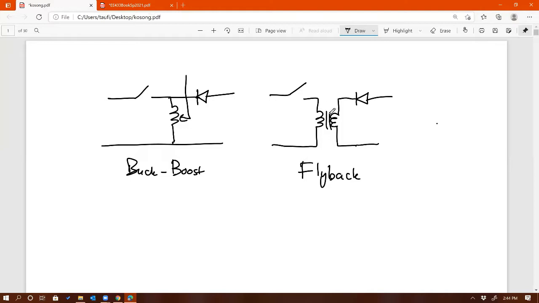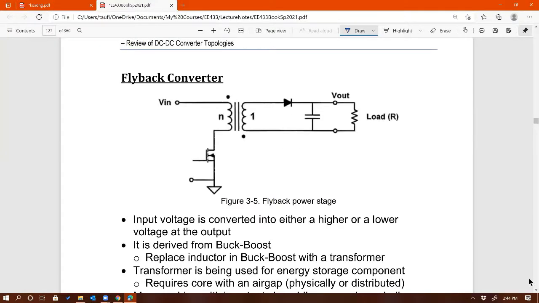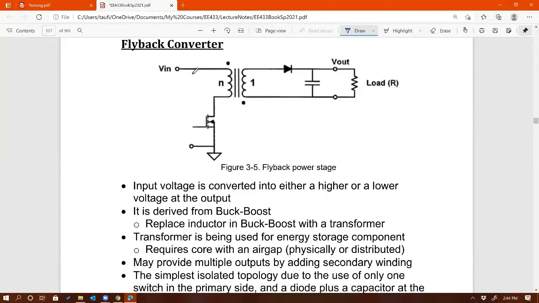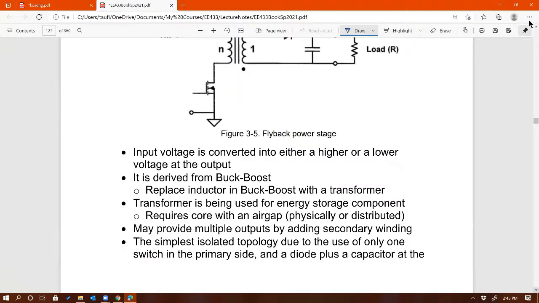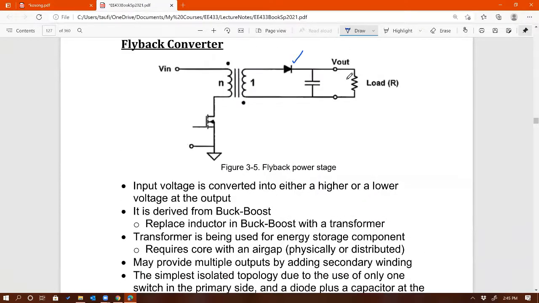Remember, isolated means you have a transformer in the converter. So if you replace the inductor with a transformer in the buck-boost, you get a flyback. Just like a buck-boost, it will have bad input and output current characteristics. The input is discontinuous because of the switch, and the output current is also discontinuous because of the diode. In a flyback, there is no inductor, only a transformer.